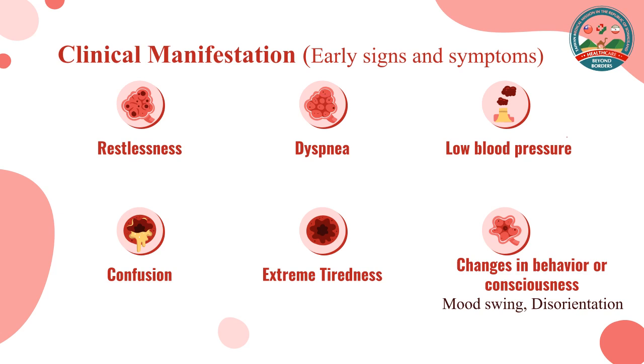Neurological changes are also important early clues. Patients may develop confusion, become unusually sleepy, or just not act like themselves. Some show extreme tiredness, and others have changes in behavior or consciousness, such as mood swings or disorientation. These symptoms may look subtle at first, so nurses at the bedside are key in catching them early.